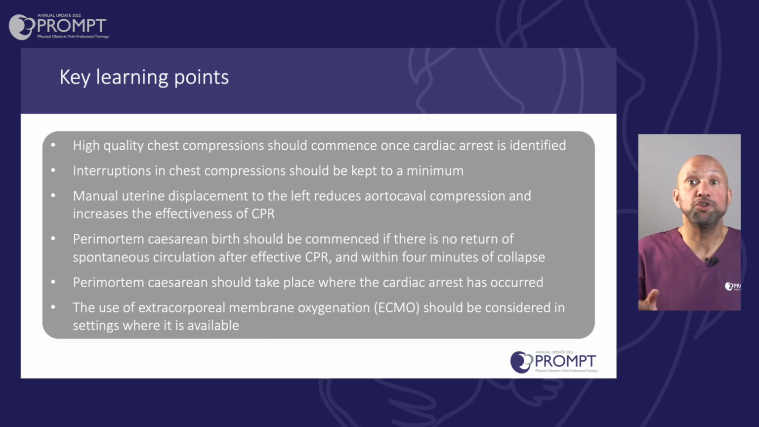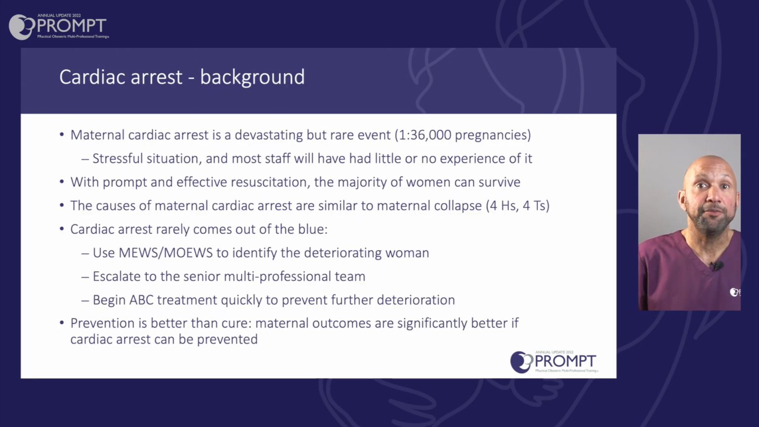Perimortem caesarean birth should be commenced if there's no return of spontaneous circulation after effective CPR, and definitely within 4 minutes of the collapse. And this perimortem birth should take place where the cardiac arrest has occurred. So don't move the woman to another place, because that just causes delays and worsens outcomes. And if you are in a unit that provides extracorporeal membrane oxygenation, so ECMO, this can be considered as part of your resuscitation. So a bit of background.